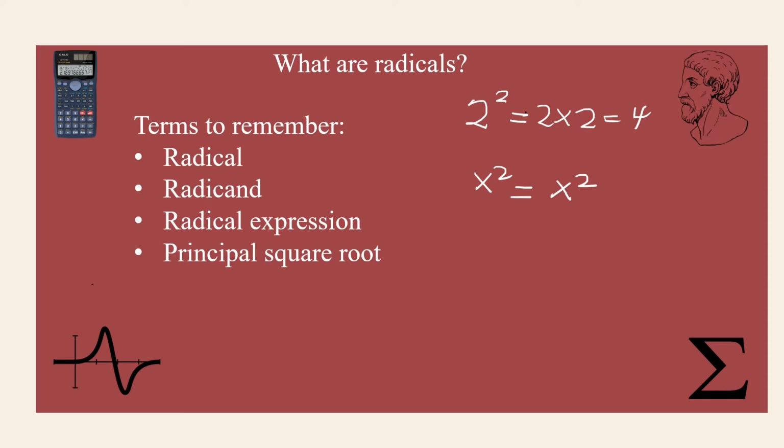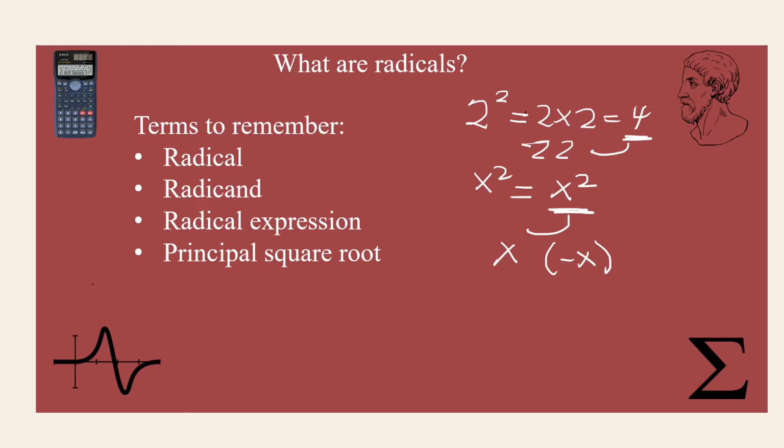But what if you started with 4, or you started with x squared, and you wanted to figure out what number or what variable you multiply by itself to give you 4, or to give you x squared, okay? In this case, we all know intuitively that this is either 2 or negative 2, right? Because negative 2 squared gives you 4, and 2 squared also gives you 4. And with x squared, it's x, or even negative x also works. If you square this, you should get x squared.